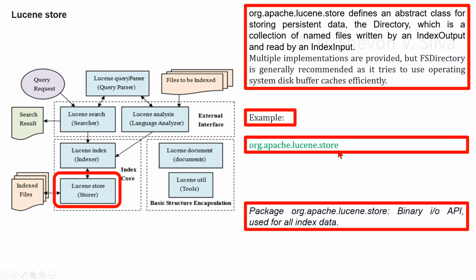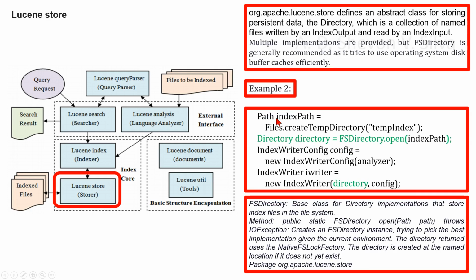Here you can consider the package org.apache.lucene.store, the binary I/O API used for all index data. Here you can see the FSDirectory class, the base class for directory implementations that store index files in the file system.